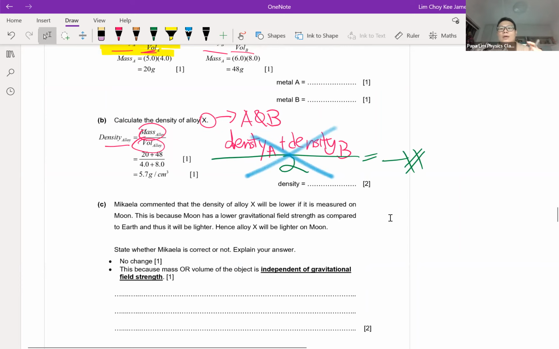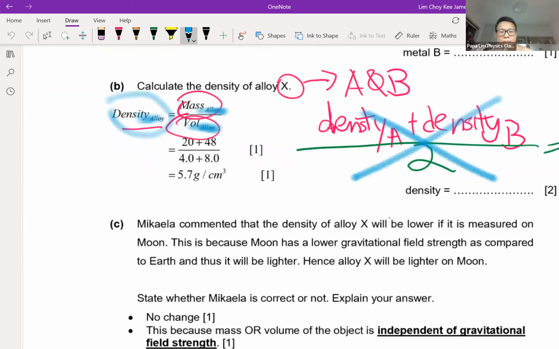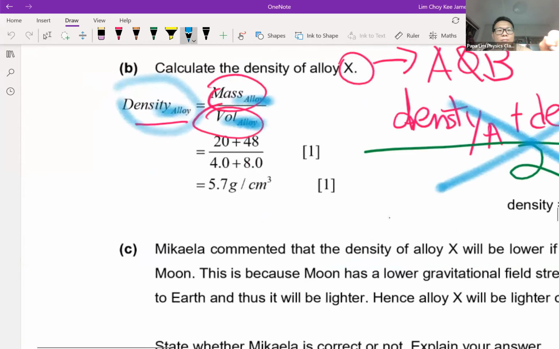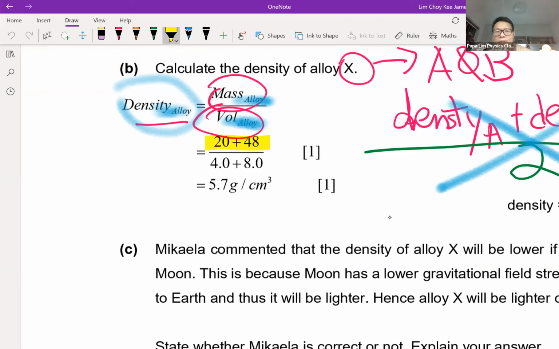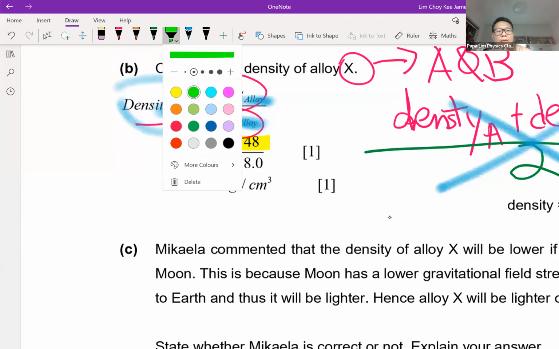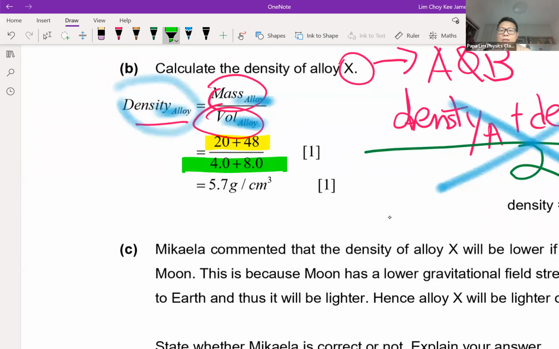For one alloy or composite object, I need the mass of the alloy, and I need the volume. So you must find the mass of the alloy first. Then after that, you find the volume of the alloy. It has to be a separate thing.